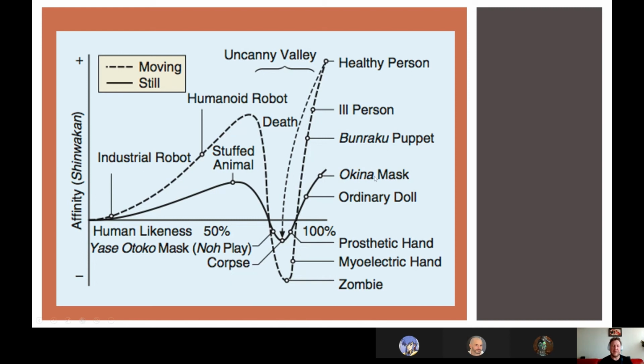The Akina mask, on the other hand, is pretty much the same as the Yasuko mask, but it portrays happiness, like good positive emotions, and because of that, it's more positive, higher on the scale. A Bunraku puppet is more or less the same, but there are puppeteers moving this puppet. The puppeteers are in black cloth, so they're almost invisible. I'm pretty sure you saw this.